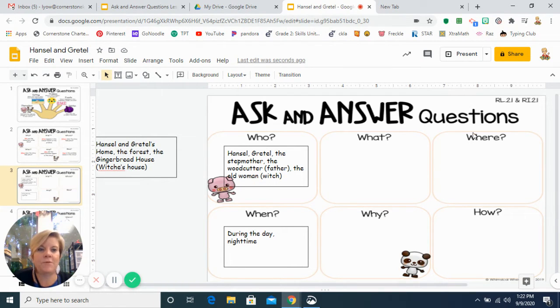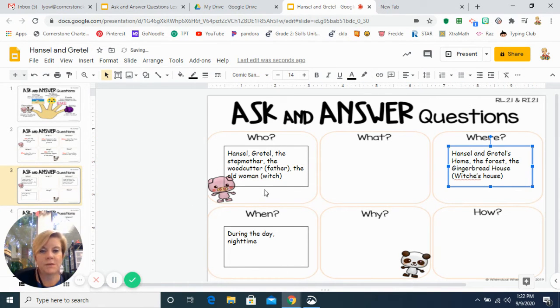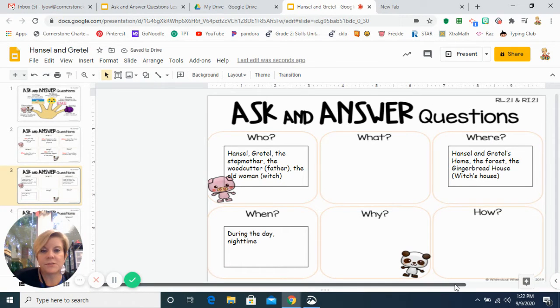So I'm going to skip over here to where it says where, and let's think about where the story took place. So one of the places was in Hansel and Gretel's home. Another place was the forest, and then the gingerbread house, which was the witch's house. And I just realized I spelled her name incorrectly. Let me fix that. So another place was the witch's house.